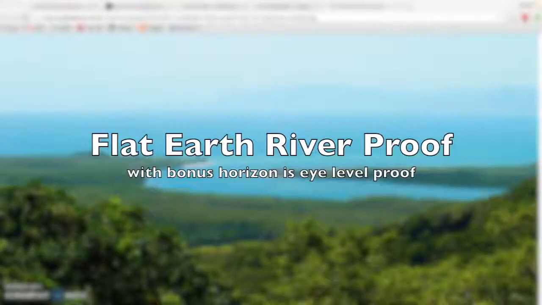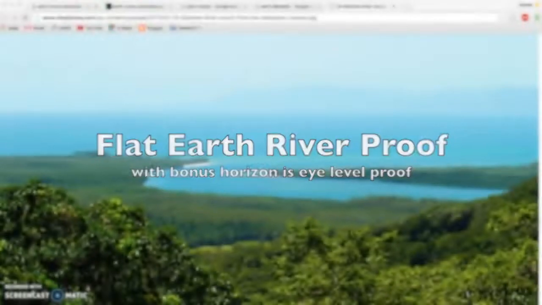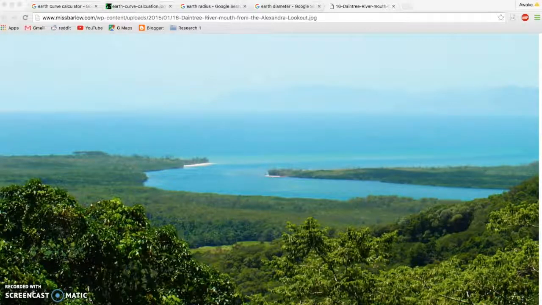So what I'd like to do is share with you all my favorite flat earth proof, and that is rivers. Rivers prove that we're on a flat earth and not on a ball, and I'm going to show you how that is. And one of the neat attributes about a river is that water flows downhill. So this is a rule that really can't be broken.